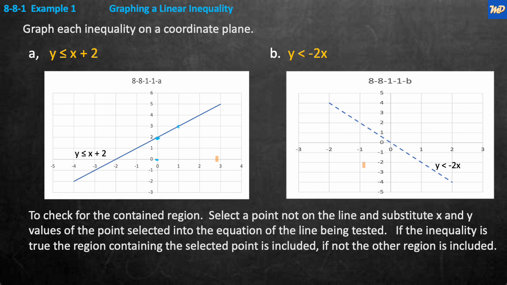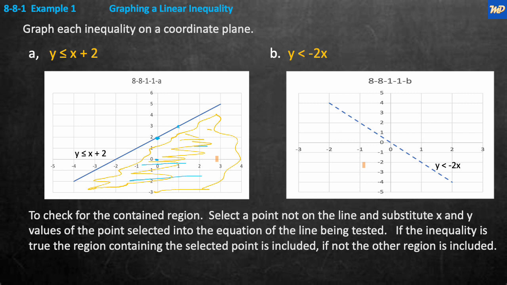But this inequality says that y is less than or equal to. So any y down in this region is valid as a solution to this problem. And if we go over to the other side, let me see if I can use a magic marker here. Well, let's put in some colors. I'll put in this guy here. So this is all the solution. Any and all of this is a solution to that inequality.